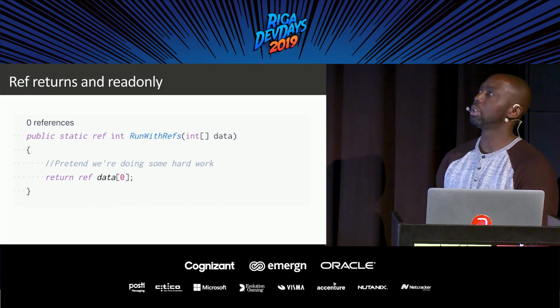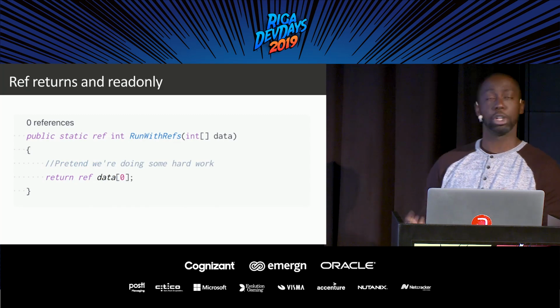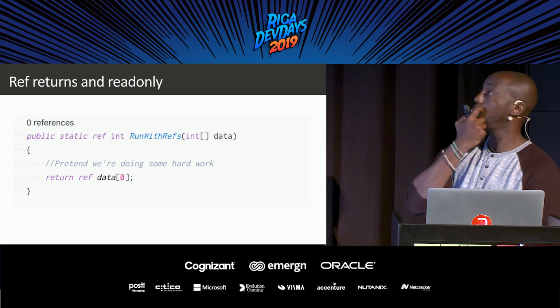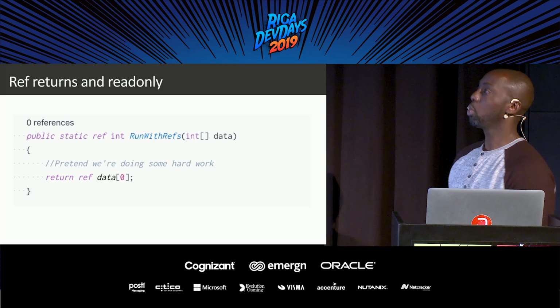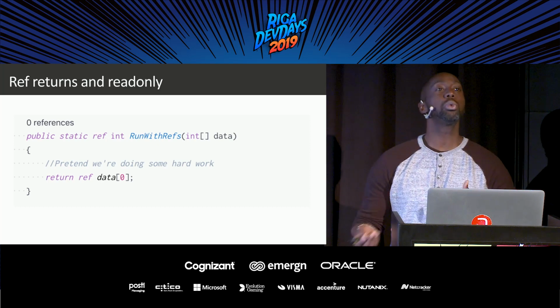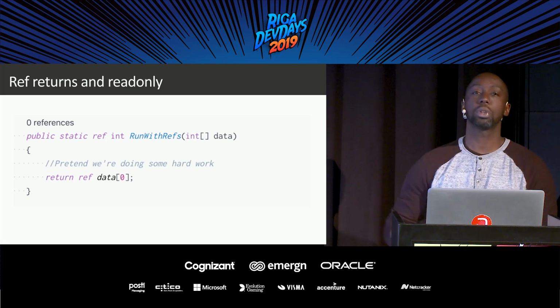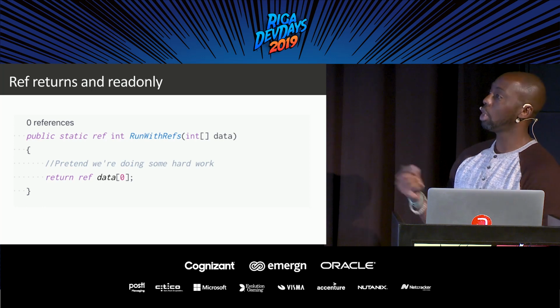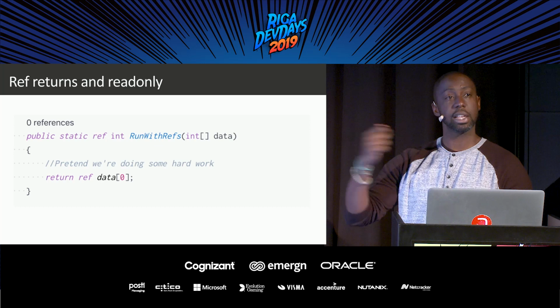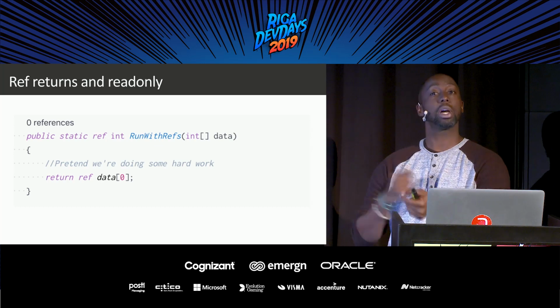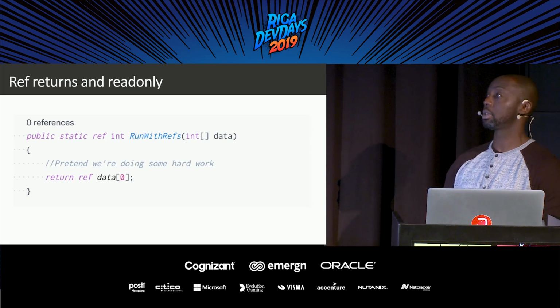Another known feature that I find a lot of people don't really know about, we have the ability to do ref returns and ref read-onlys. So what's a ref return? So usually when we pass variables, particularly when we're talking about ints and numbers and value types, we usually copy them, right? I pass it into a method, I pass it out of a method, and I'm creating copies of these things.